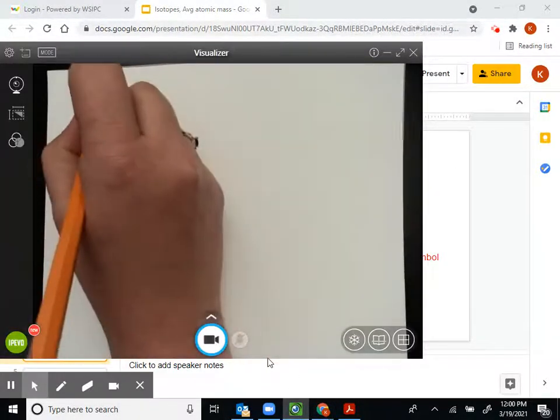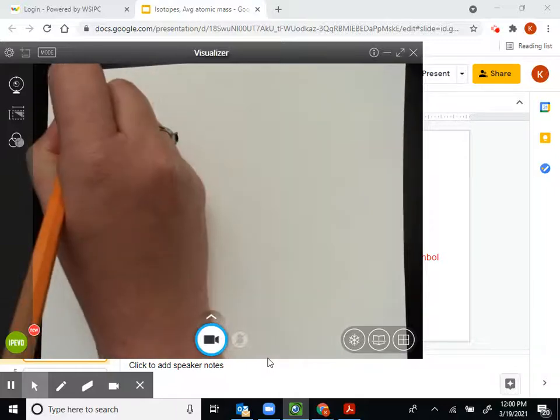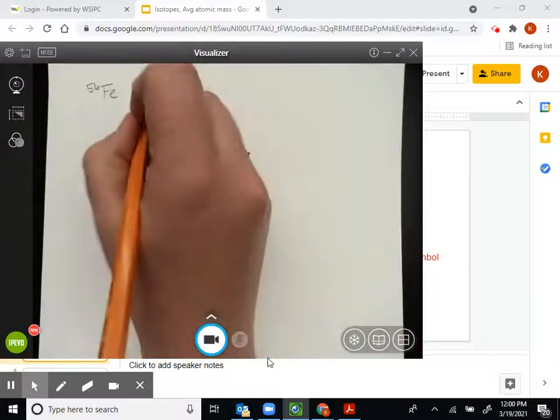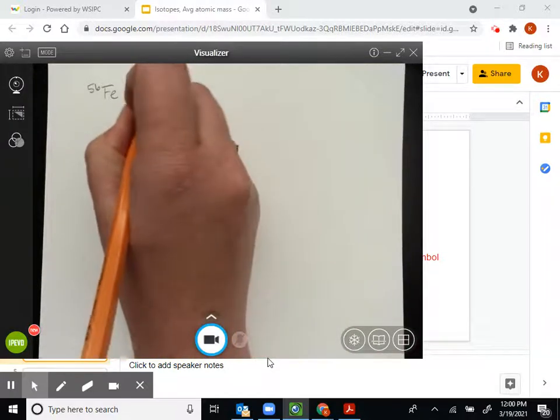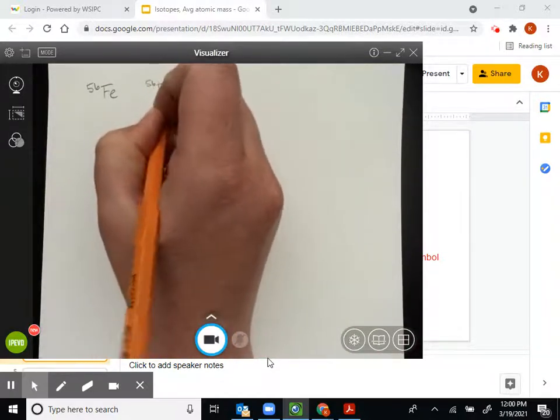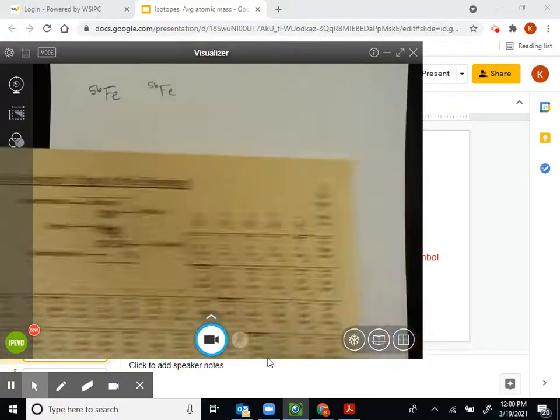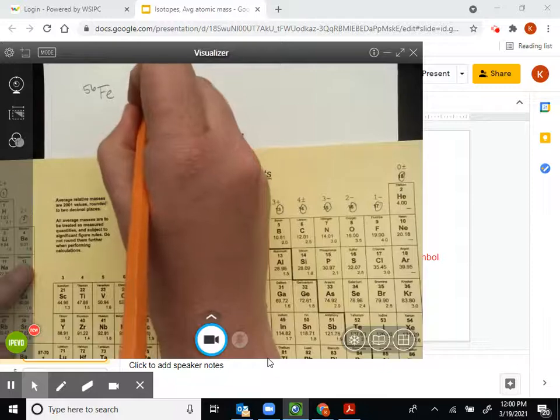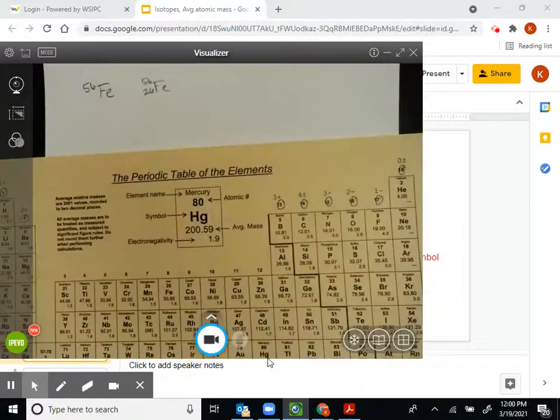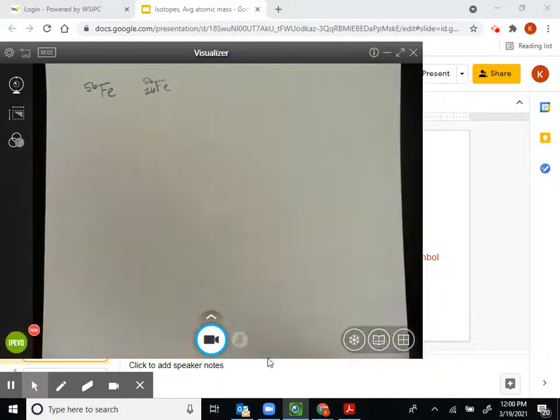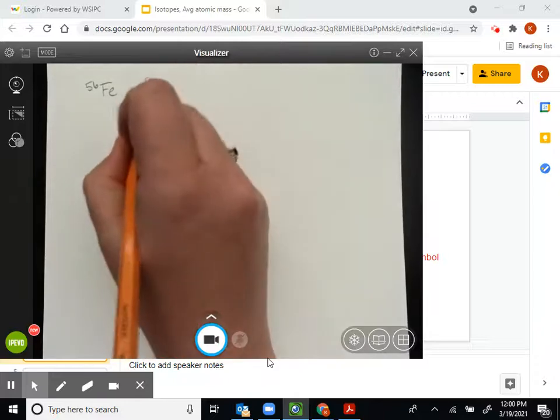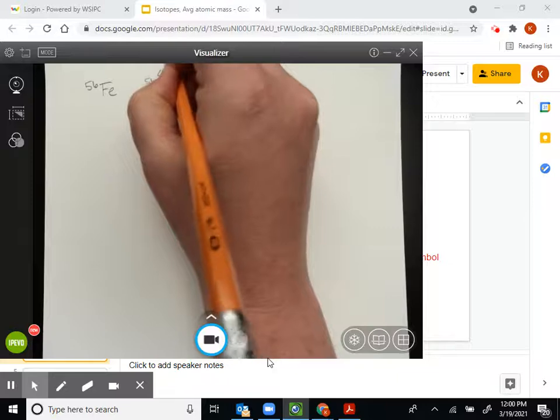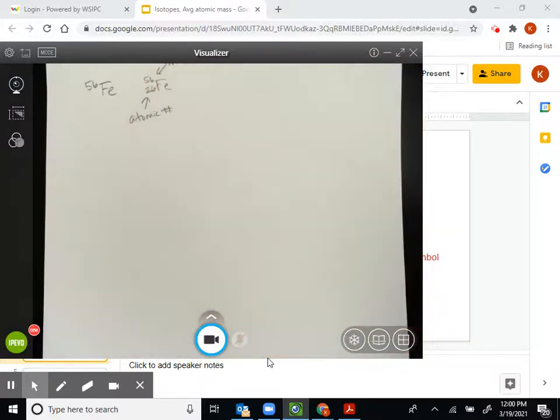So if we have iron 56, we put a 56 as the superscript that's up top. And then it's optional because the fact that it's iron tells us its atomic number, but the atomic number of iron is 26. So some people like to put the 26 on the bottom. When we write in this way, it's the atomic number on the bottom and the mass number on the top.